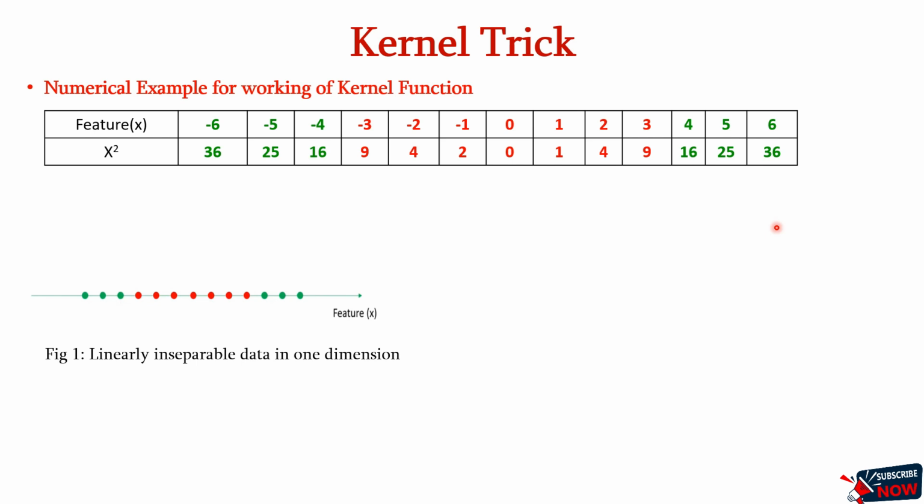So if we represent this feature x in 1 dimension, we can see the graph here. So we have green points here, that is minus 6, minus 5, minus 4. Followed by it we have red points from minus 3 to plus 3 and then we have 4, 5, 6 at the end. So this data is linearly inseparable. So in 1 dimension it is linearly inseparable. We cannot separate these two classes using a line or a curve.